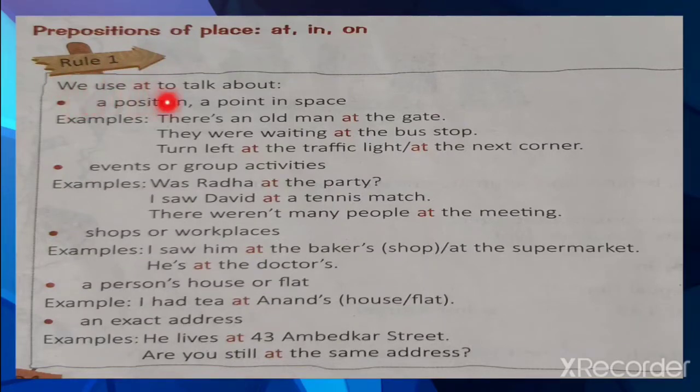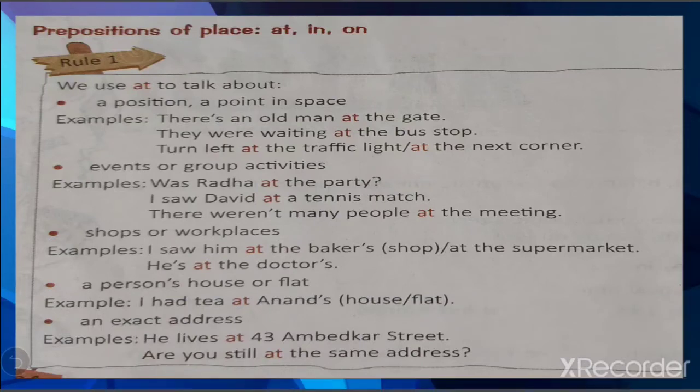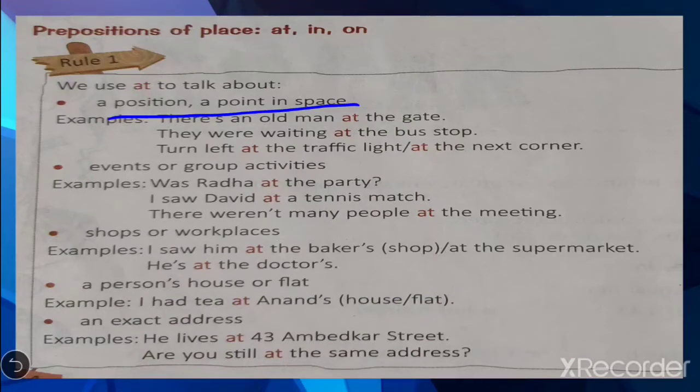Now look at rule number 1. We use at to talk about a position, a point in space. This whole rule number 1 is talking about at, where to use at. At to talk about a position, a point in space. For example, there's an old man at the gate. Here one particular point of space is given to you.